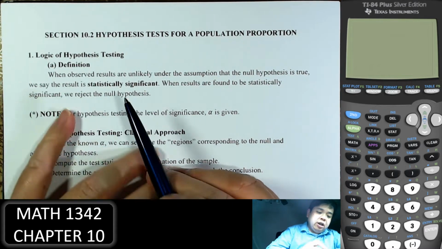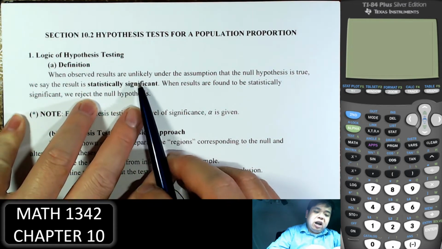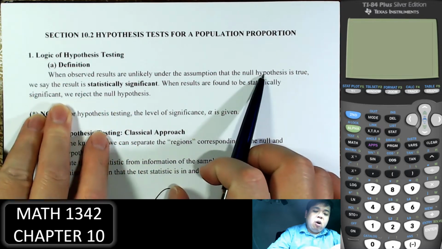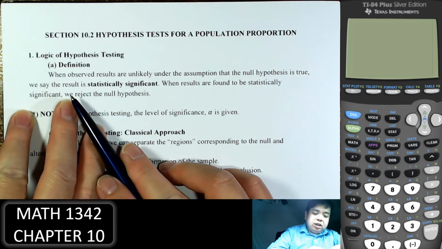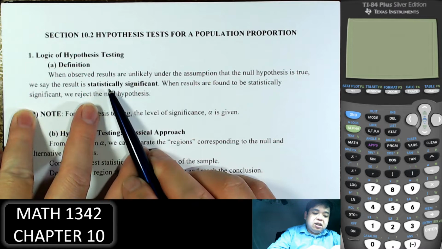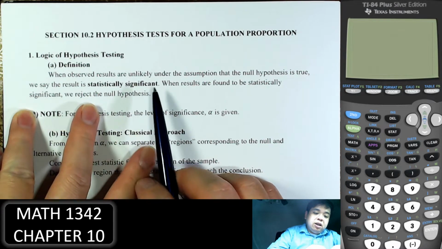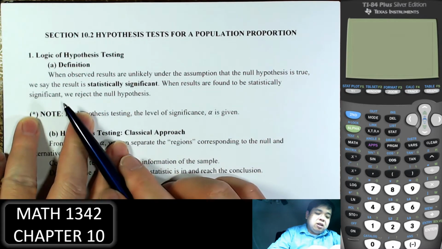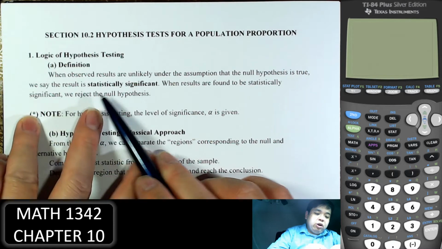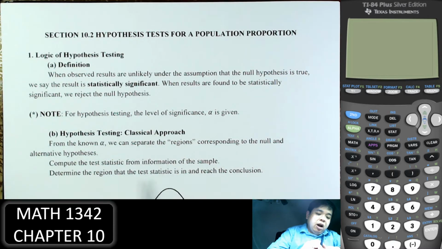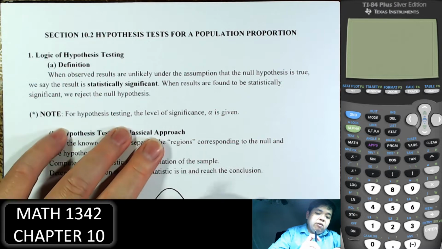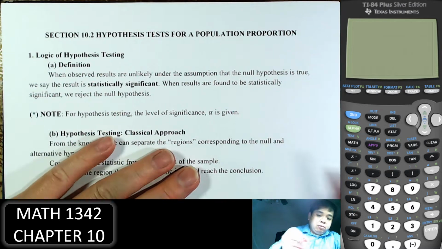So the logic here: we observe the results are unlikely under the assumption that the null hypothesis is true. Instead, we say it is statistically significant, and when results are found to be statistically significant, we reject the null hypothesis. For hypothesis tests, the level of significance alpha is given.